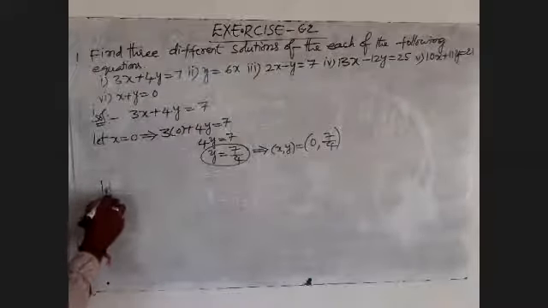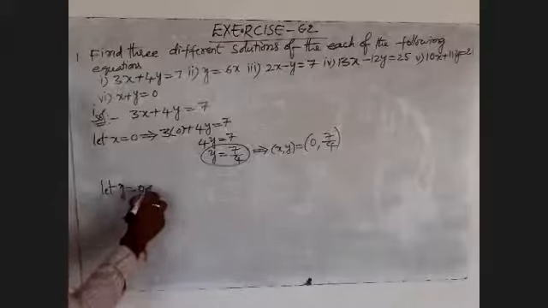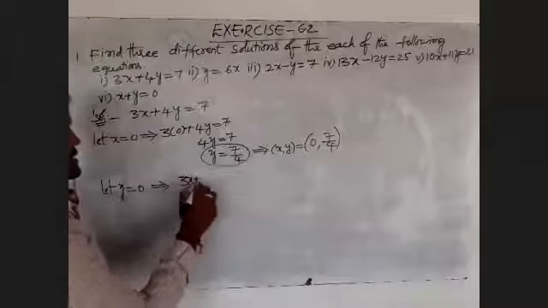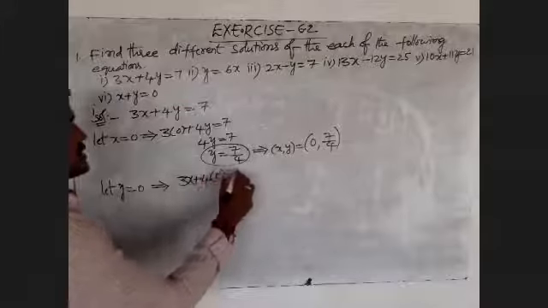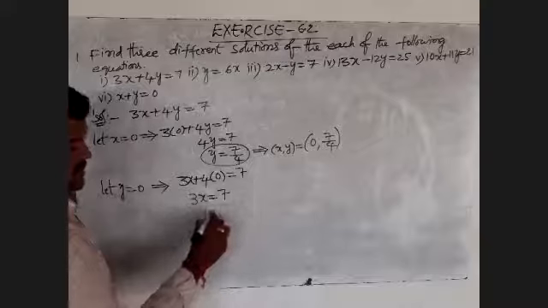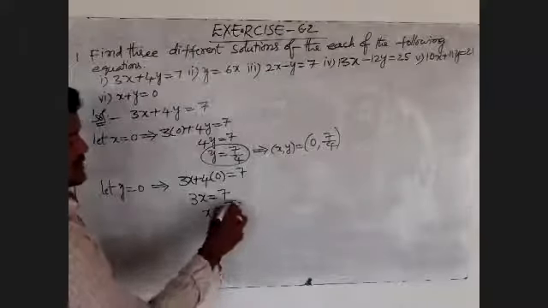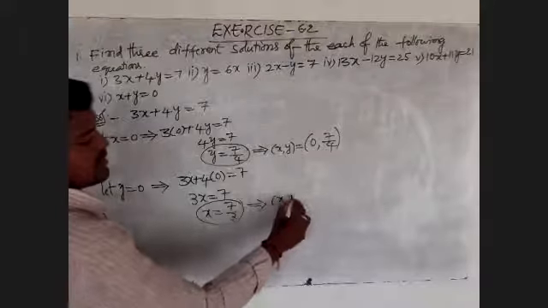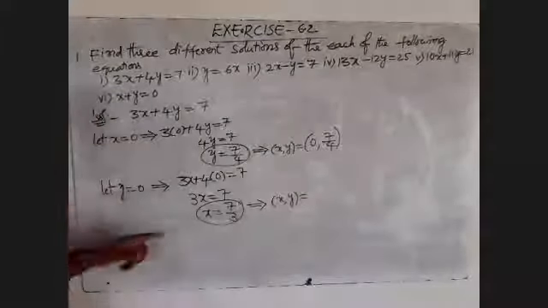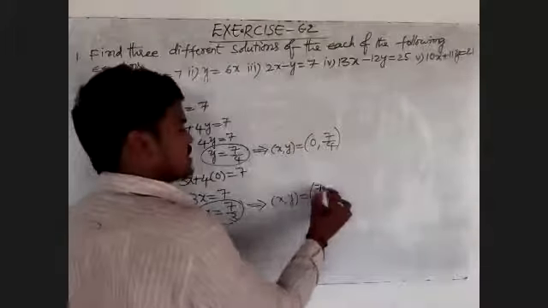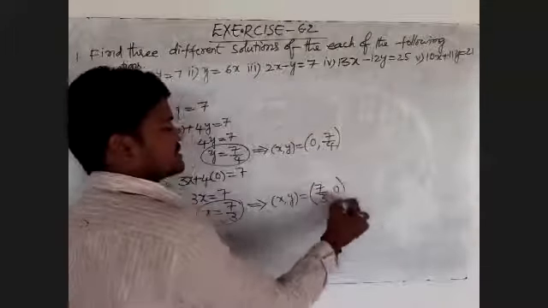Next, let y is equal to 0, then that implies 3x plus 4 into 0 is equal to 7. I will write 3x is equal to 7, x is equal to 7 by 3. Again we write the ordered pair x comma y, where x is 7 by 3, y is 0. We'll write this one: 7 by 3 comma 0.